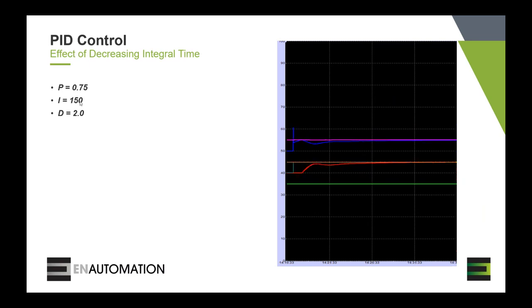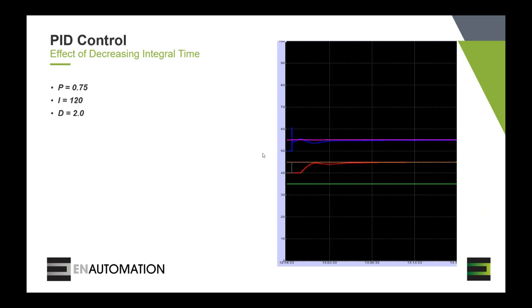When we reduce the integral time down to 150, we're now at half of the integral time that we started at. We started at 300, we're now at 150. So at 300, the process wasn't reaching the set point until all the way out here. Now it's out in here. Reducing the integral time in half will result in the process reaching the set point in half the time. So that's what we've done so far, we've cut the integral time in half. We cut the time in half that it takes for the process to reach the set point.